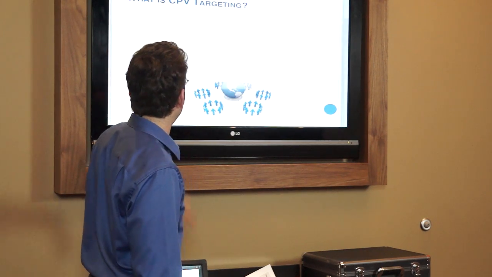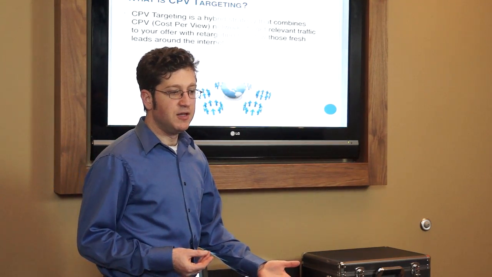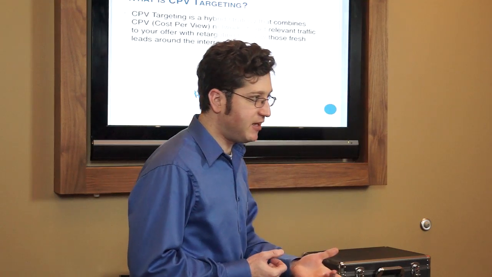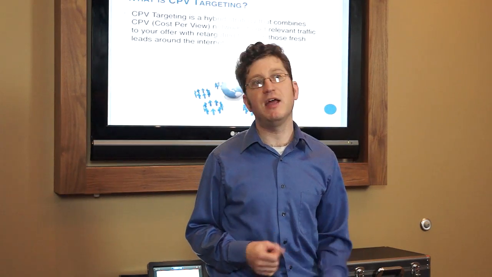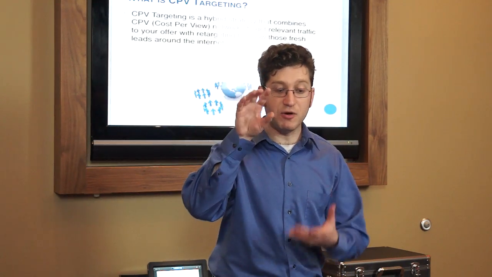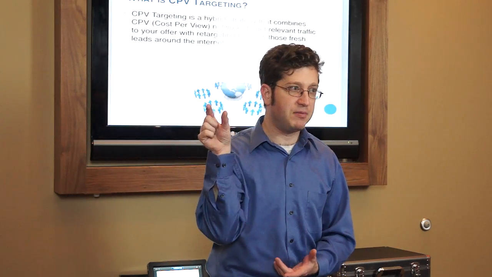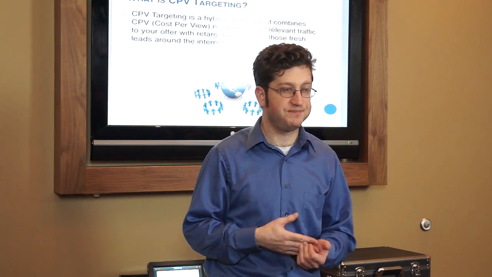Okay. So what is CPV targeting? Cost per view. It's a strategy that combines networks to get relevant traffic to your site and then retarget them wherever they go. So, for example, retargeting is, you go to my website, you don't opt in for my free marketing report, and then next you go to CNN.com to check the news. But instead, you go to CNN, and the banner at the top is saying, come back to get your free report from Ultimate Marketing Magician.